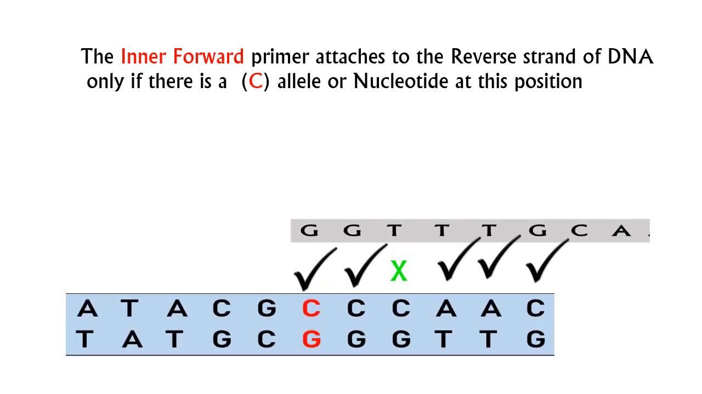Now we can see the nucleotide sequence in this figure. So this is the flower primer, and it will get attached to the strand only if there is a C nucleotide present. If C is not present, then the G nucleotide will not be able to attach to this point.